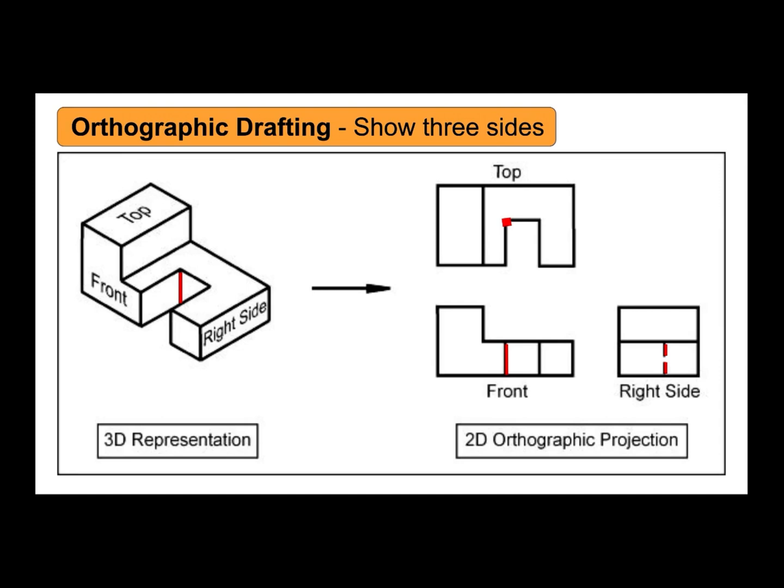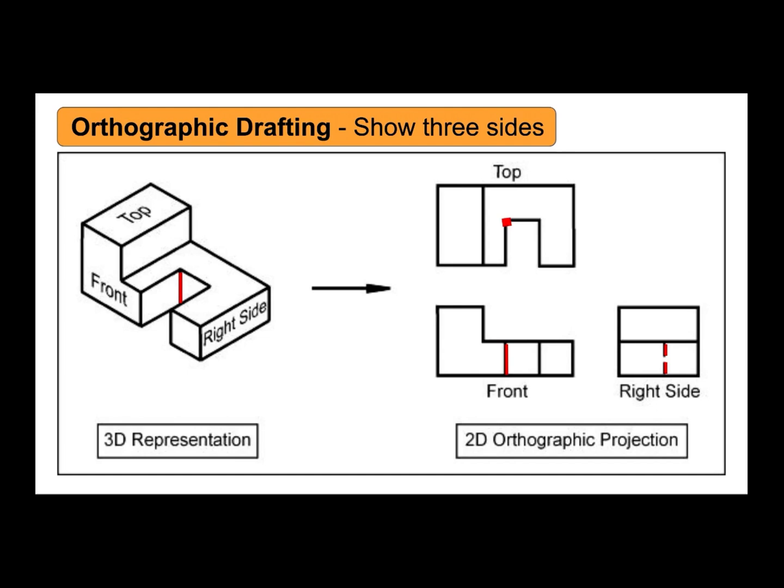Some practical ways to design things starts with orthographic drafting. So here's an object. We don't know what it's for, we don't know what its use is, but you could create a three-dimensional view like on the left, so that you can see three sides of it, and it might look this way in perspective. Okay, so top, front, and the right side is shown here.